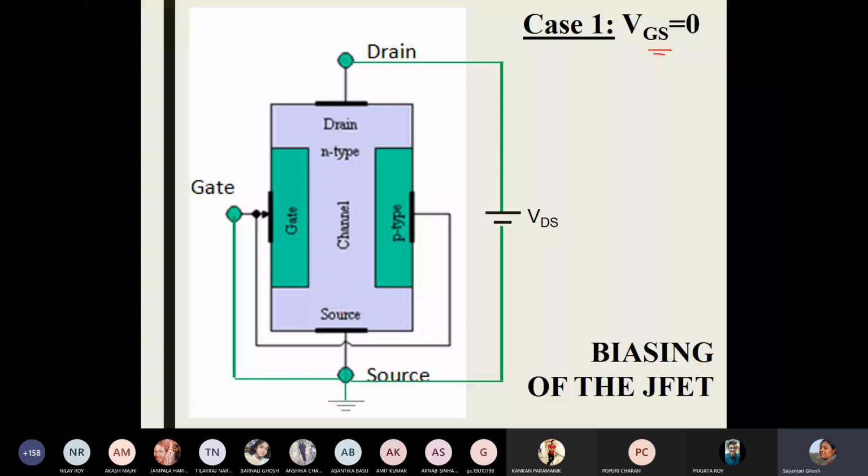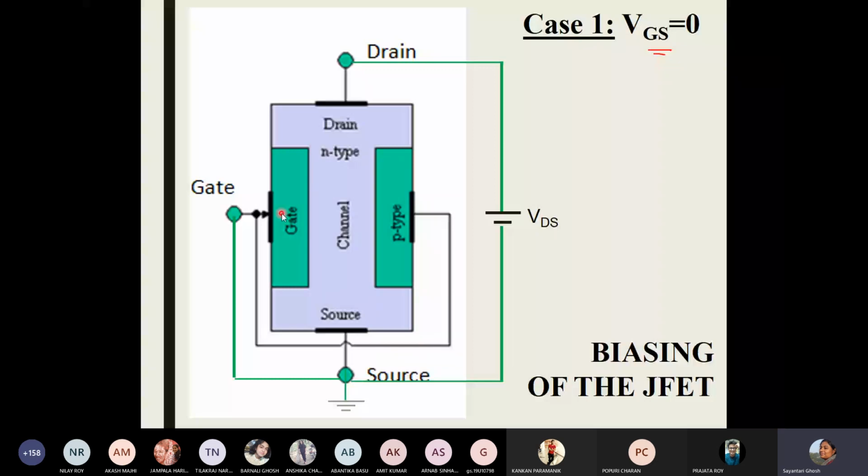So this is my ID. This is the current that is flowing from source to drain. I am only worried about this current, ID, the drain current, that is flowing because of this battery. And I am trying to modulate the path of this current by applying a voltage perpendicular to it, that is the field effect. So what is happening at this point?